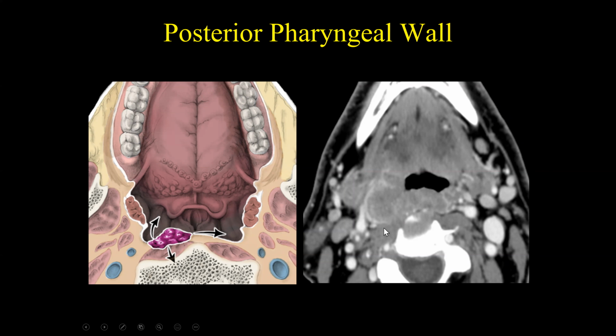The other thing that you can do is also perform axial T2 weighted images. And if you can see edema involving the longus colli muscles, again, that is suggestive of invasion of the longus colli muscles. But again, it's not 100%, but that's another technique that you can use.